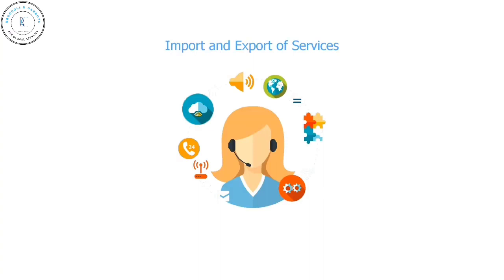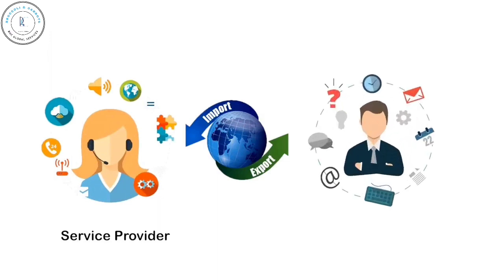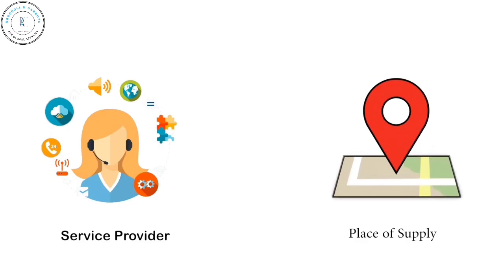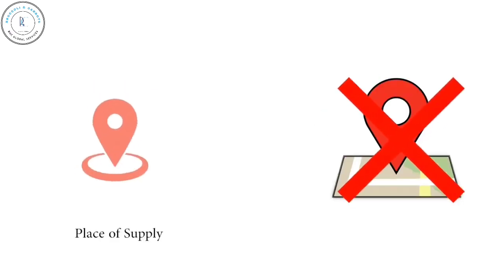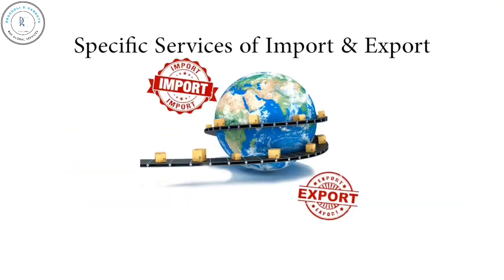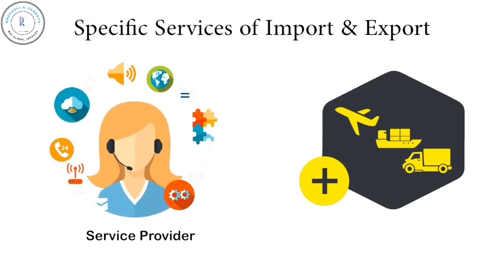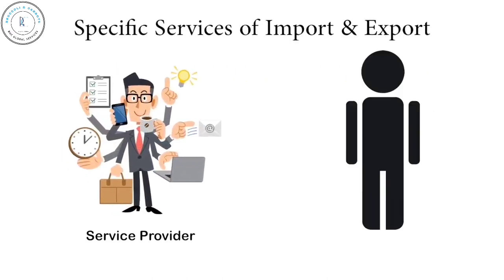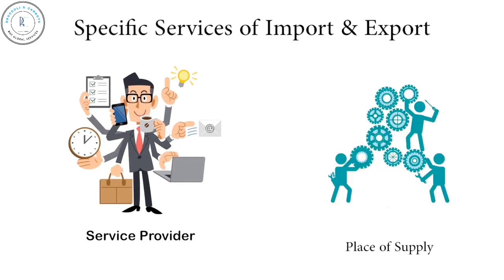Today we shall be discussing the concept of place of supply for import and export of services. If services of import and export are provided to any person, then place of supply shall be the location of the recipient of the services. If the location of the recipient is not available, then the place of supply shall be the location of the service provider. Specific services: import and export. Services for goods which must be physically available to the service provider, or someone on his behalf, are provided to any person, and place of supply shall be the location where the services are actually performed.